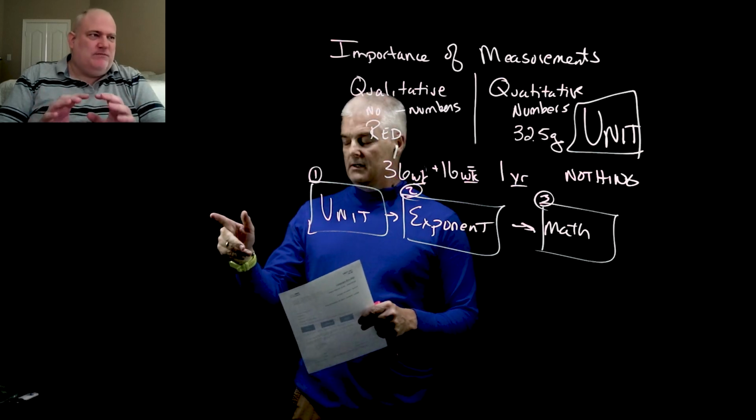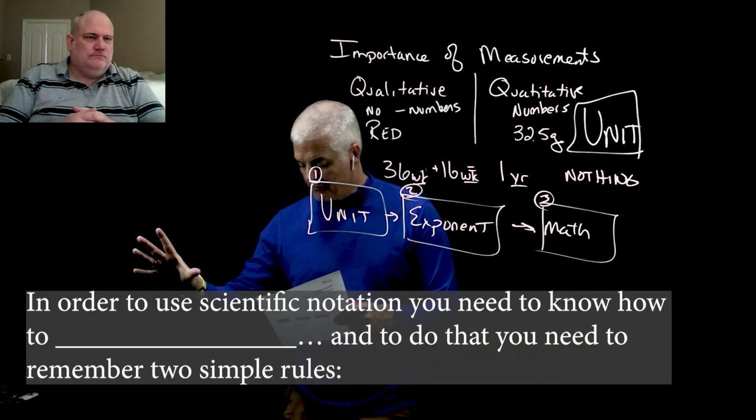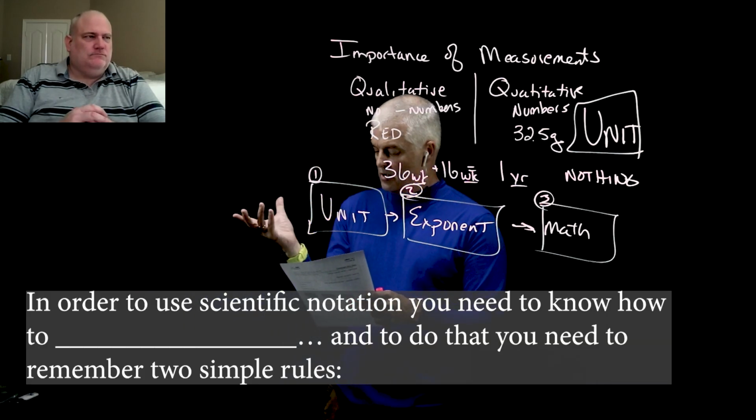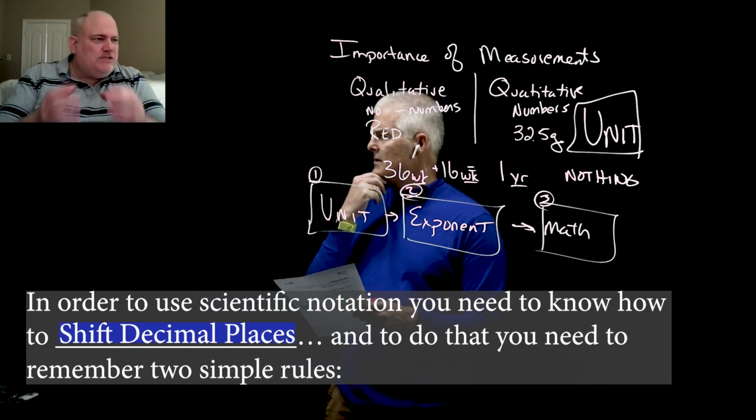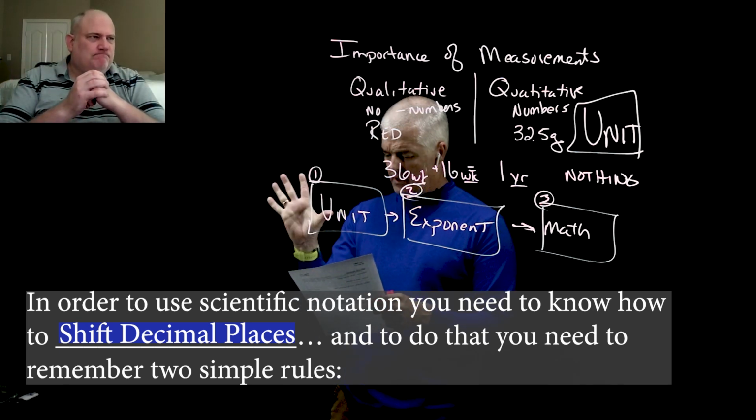Significant figures, which is going to be the focus of our next video. Okay, good enough. All right, and then secondly, in order to do scientific notation, you need to know how to do what? You have to be able to shift decimal places in order to work with exponents. Decimal shifting. Okay, good.